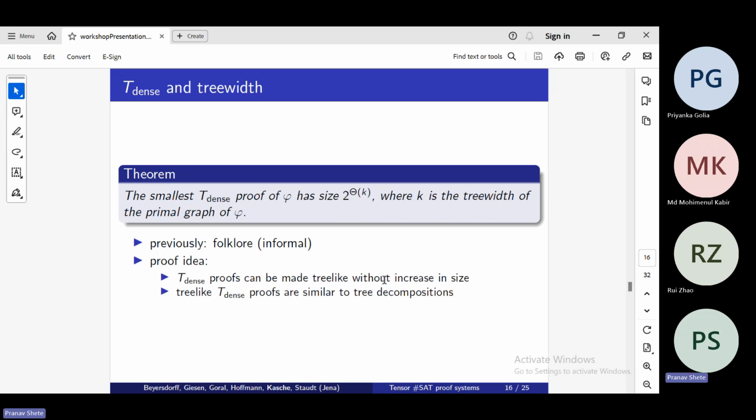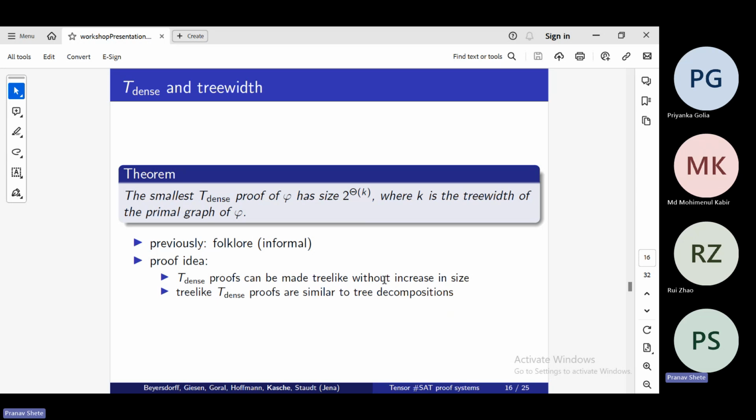There's a graph called the primal graph associated with the formula. We can look at its treewidth K, and then we can prove that the smallest T-dense proof always has a size exponential in K. Previously, in the case of the solvers, this was kind of an informal folklore thing that was already known. But through proof complexity, we can formalize it rigorously.